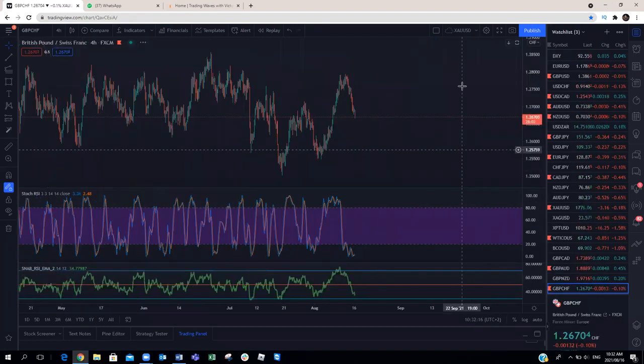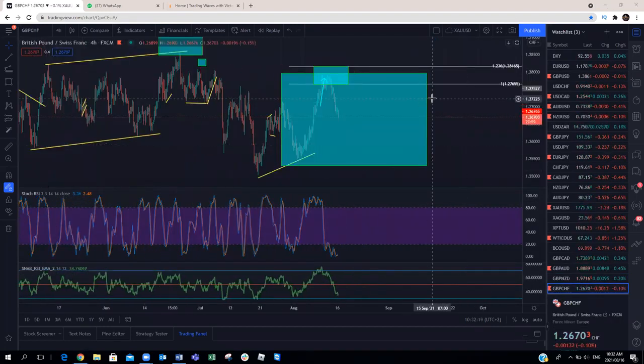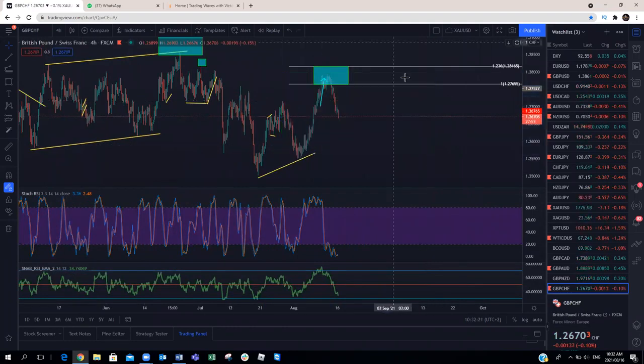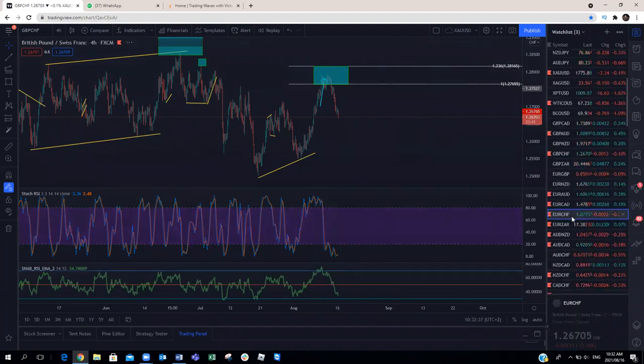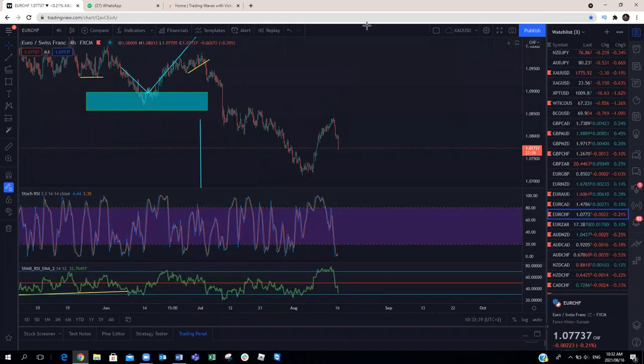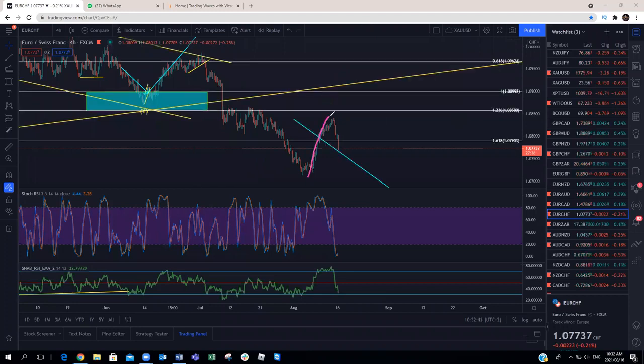Pound Chief, after the 3-wave pullback, we've shown this yesterday as well. After the 3-wave pullback, we've only made the 3-wave structure, even though we wanted this to push a little bit higher. But that's the 3-wave structure to the downside, and we're looking for this to continue to the downside. While we are on Pound Chief, I'm going to run through the rest of the pairs that have got the Chief in them, like Euro Chief. You'll see that all of the Chief pairs are dropping to the downside: US dollar Chief, Euro Chief, Aussie Chief, New Zealand Chief, CAD Chief, all of them are dropping.